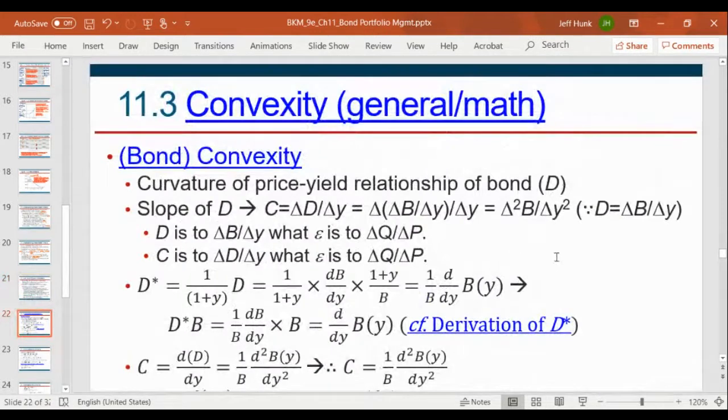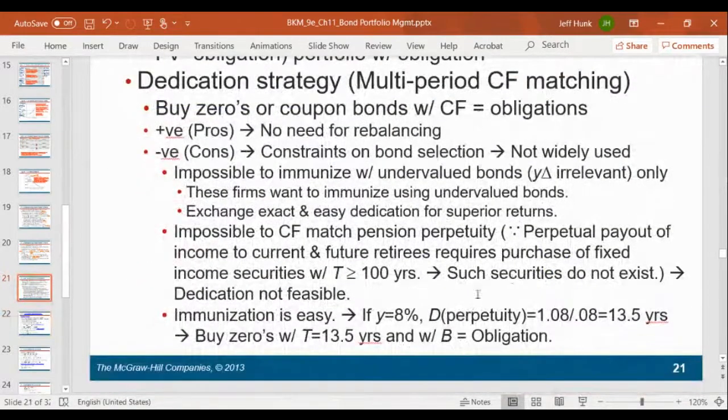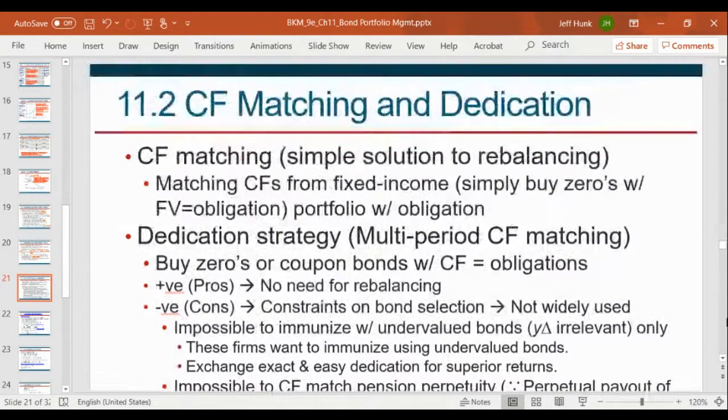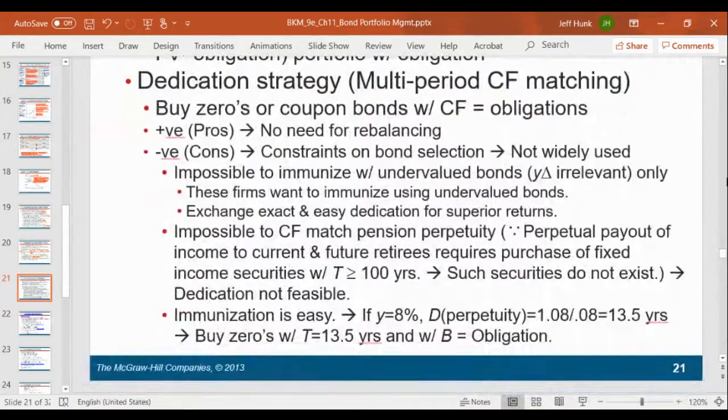But compared to that, immunization is easy. It's not such a big deal, because you just need to rebalance. Immunization is relatively easy. If the interest rate is 8%, the duration of perpetuity is like this. Buy zeros with 13.5 years, with a bond value equal to the obligation. I mean, that's basically a cash flow matching, right?